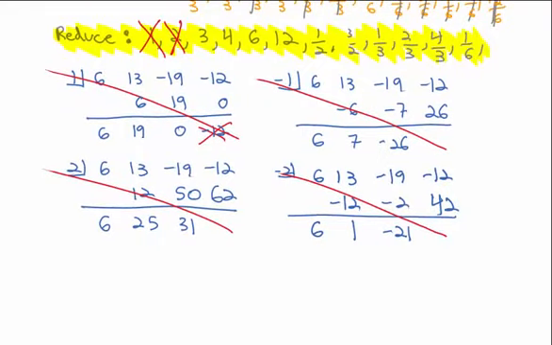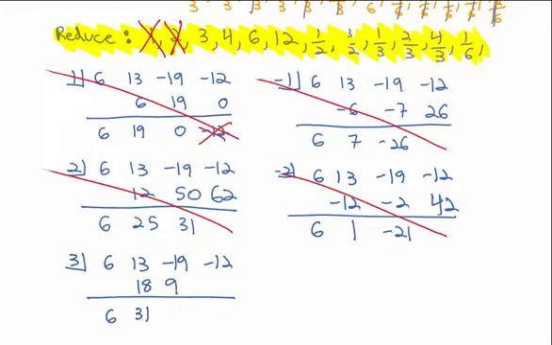Let's try 3. 6, 13, negative 19, negative 12. 6 times 3 is 18. 18 and 13 is 31. Times 3 is 93. 93 minus 19. You can tell this number is just way too big. Once you get a feeling that the number is getting way too big, we can cross it out as well.